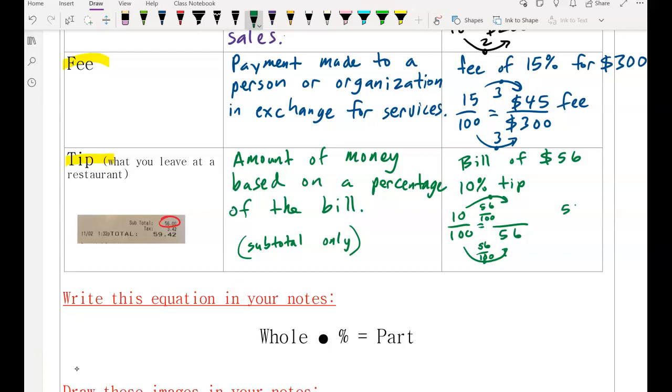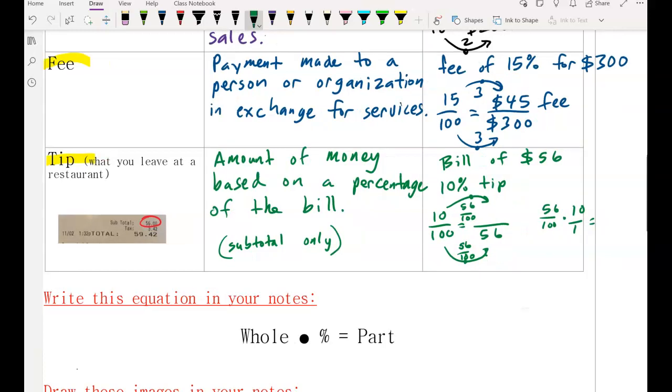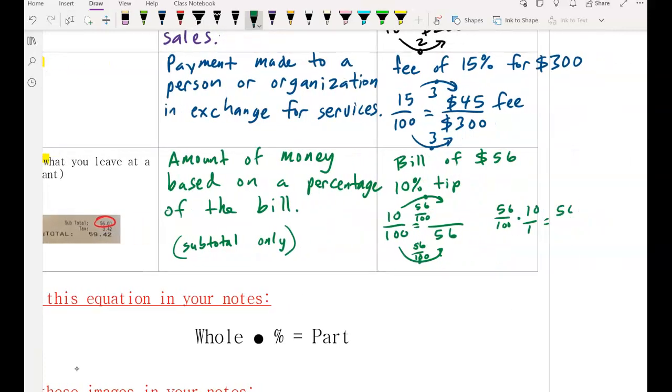56 hundredths times 10 over 1, remember? So that's 560 over 100. 560 divided by 100 is $5.60. Remember to add that 0. If your calculator tells you 5.6, add that 0. So the amount of the tip is $5.60.